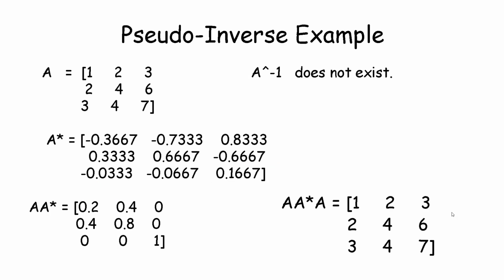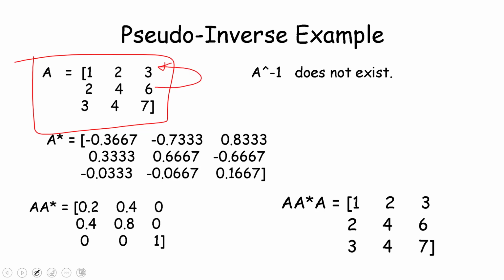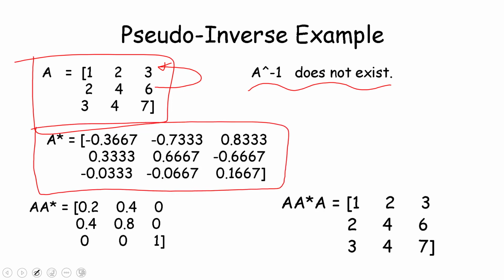Here I am showing an example of a pseudo-inverse. Let's look at this matrix A. The second row of this matrix is just a constant factor of its first row. Because this matrix has rows which are linearly dependent, we can write one in terms of another one. Its inverse does not exist. But its pseudo-inverse is given down here below.